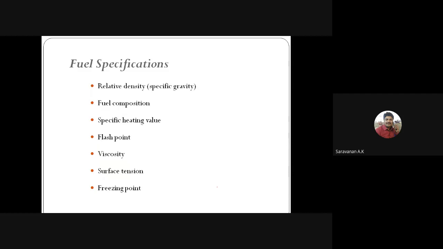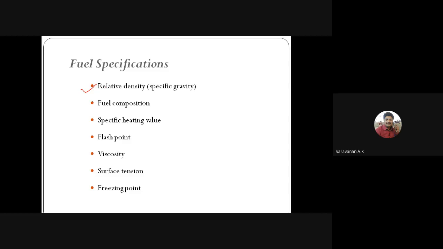Then the properties, right? Last class we saw only one property. So what is the relative density? Generally, density means in a particular unit volume, how much mass is there. That is called the density. But relative density is a ratio between the densities, so we can compare the density of the fuel to the standard one, right?